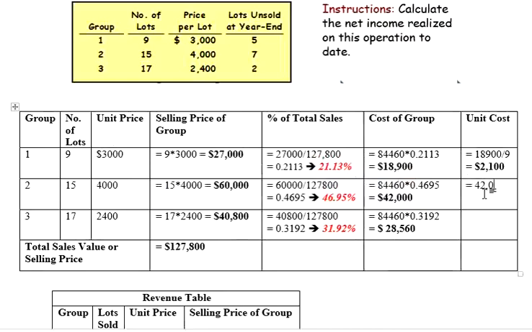My group 2 cost is $42,000, and that's divided by 15, which is the number of lots that we have. If we divide it, we get a per unit cost of $2,800. So this is the per unit cost of group 2. And for my group 3, the total group cost is $28,560, divided by the total lots I have, which is 17. So we get $1,680 per lot of group 3.